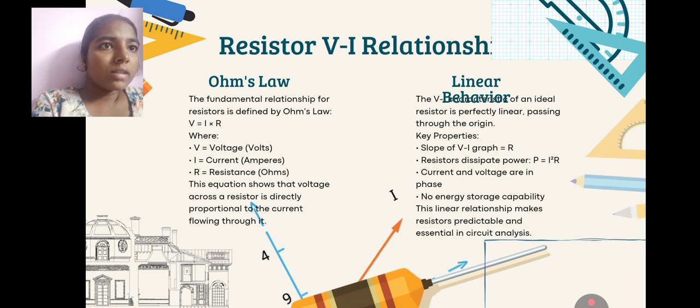The key properties are: slope of the VI graph is R, and resistors dissipate power P equals I squared R, and current and voltage are in phase, with no energy storage capability. These linear relationships make resistors predictable and essential in circuit analysis.